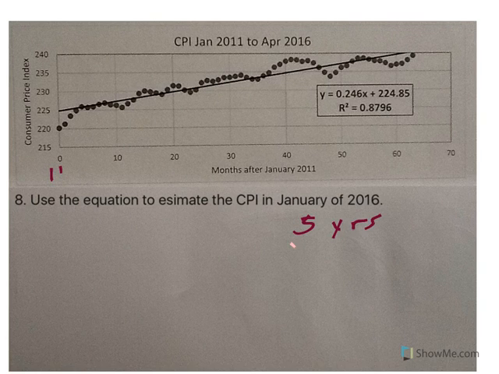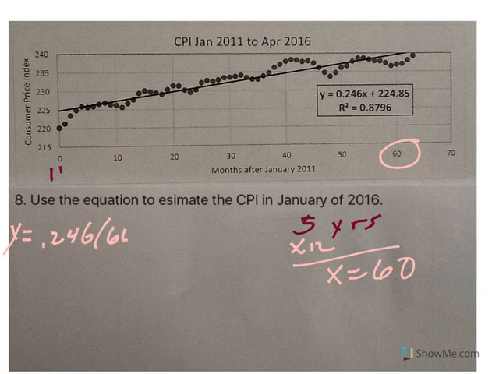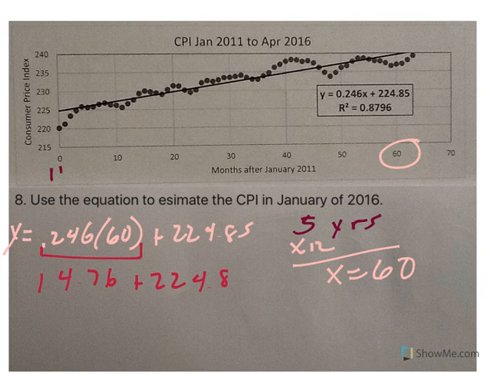How many months is that? Well, 12 months in a year. That means my x value is 60, right? This is January of 2016. So I'm going to plug in y equals 0.246 times 60 months plus 224.85. I multiply, and I get 14.76 plus 224.85. I add those together, and it estimates 239.61 for a CPI.